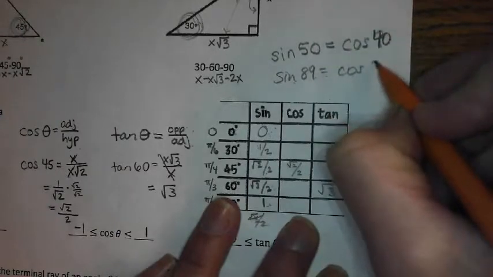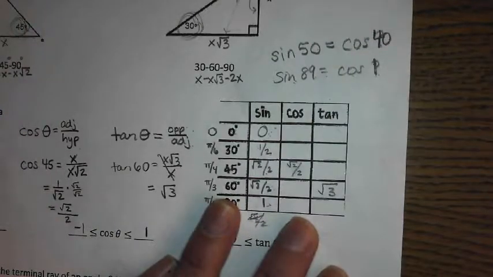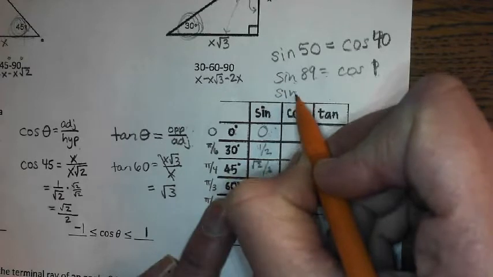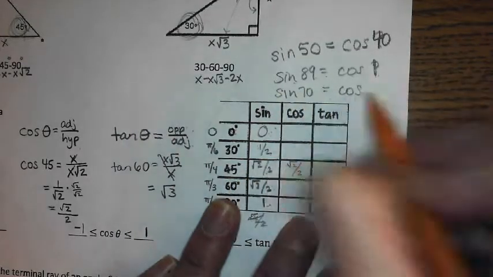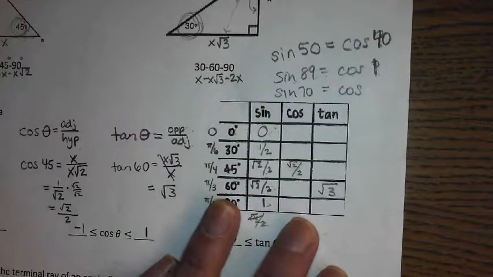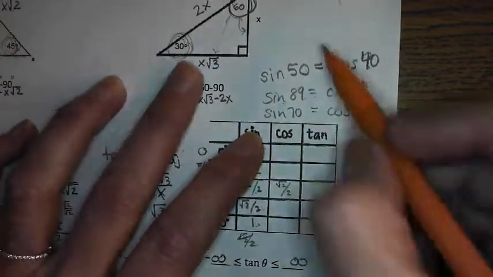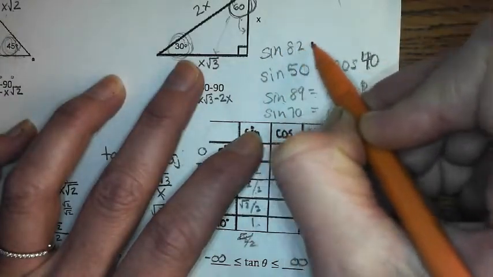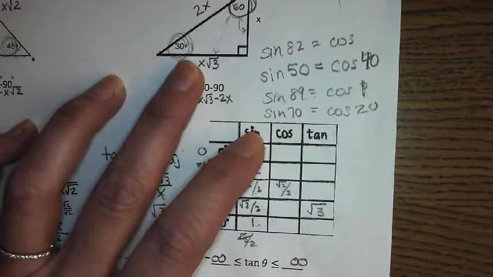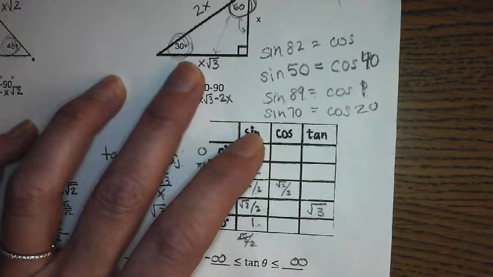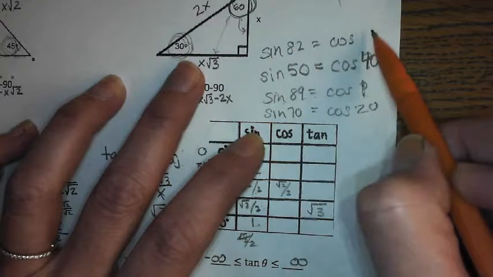Let me fill that in. Do you see the pattern? Let's try another one. The sine of 70 equals the cosine of, does anyone think they know now? You don't see the connection? Kirsten? 20. Excellent. After more examples, you'll pick up on it. How about the sine of 82 equals the cosine of, Nathan? 8.